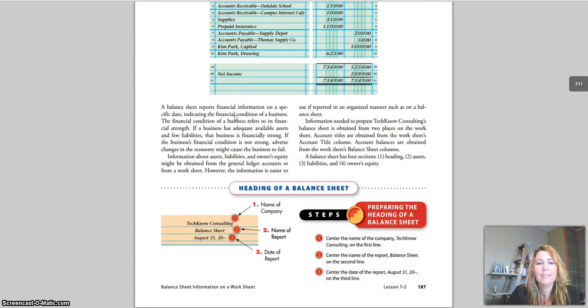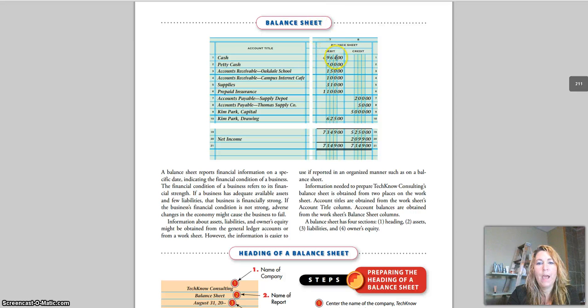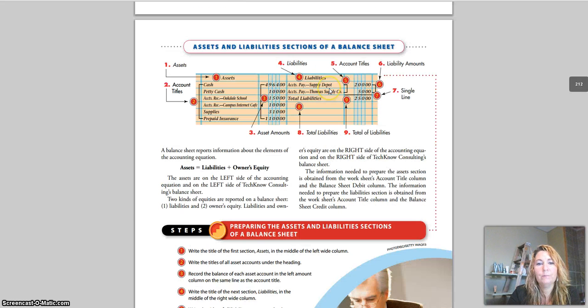We're getting these assets and the information right here from our trial balance. From cash down to prepaid insurance, because those are our assets, everything we own: our cash, petty cash, all of our accounts receivables, our supplies, and our prepaid insurance. Basically, they're also the ones that have the normal debit balance. So we're going to list everything from cash through prepaid insurance over here on our asset side.